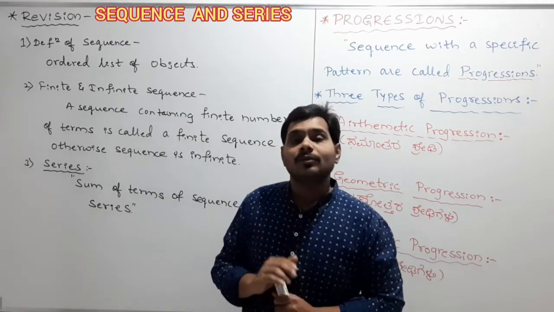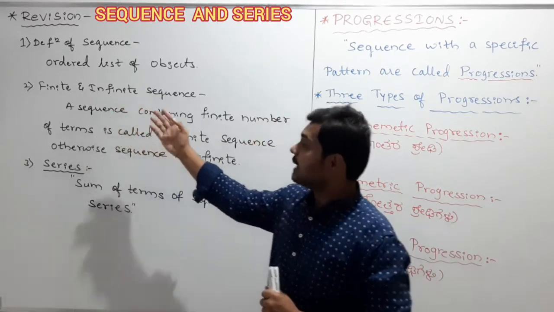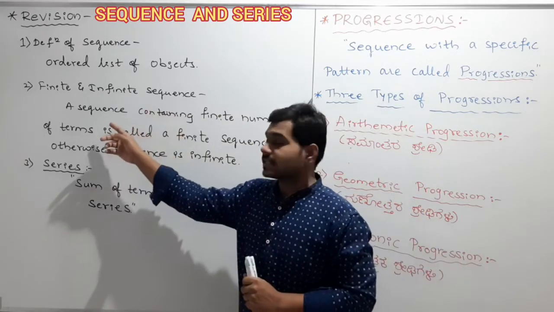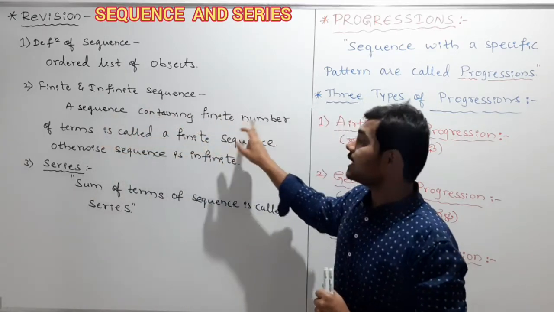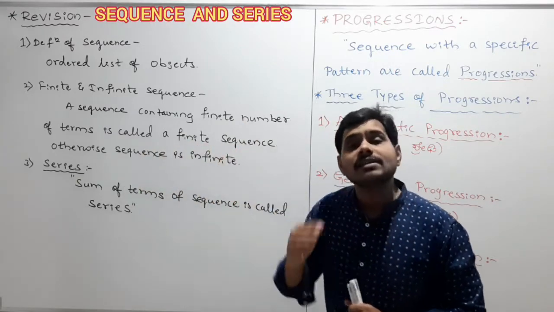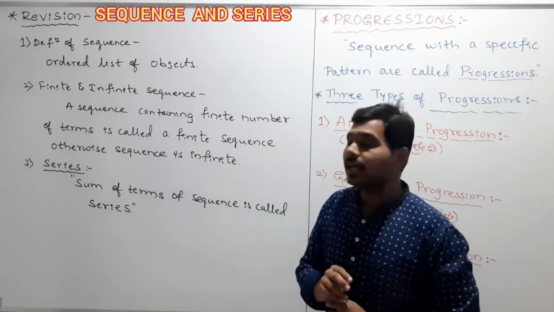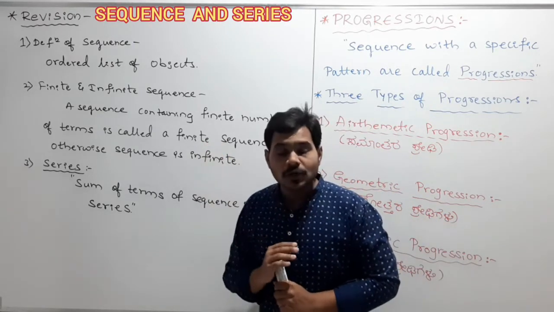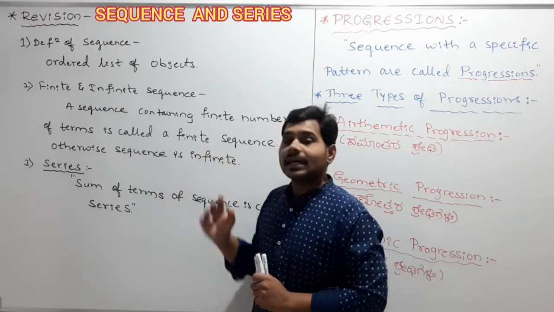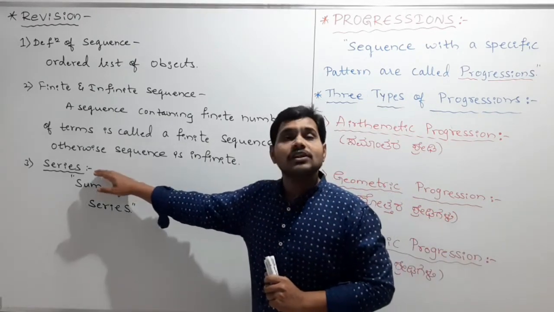Am I clear? We discussed this in the last class, and also what is meant by finite and infinite sequence. What is a finite sequence? A sequence containing a finite number of terms is called a finite sequence. Whichever sequence has a finite number of terms, we call it a finite sequence. Suppose the given sequence is not finite, then we call it an infinite sequence. Clear? And also we discussed the definition of the series.